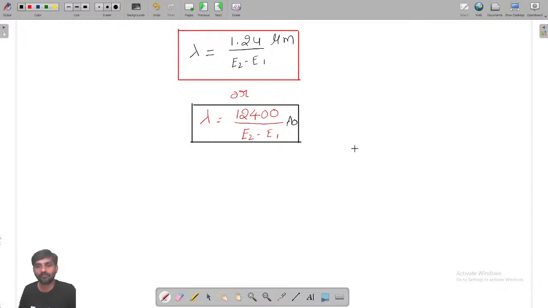So, what is an angstrom? 1 angstrom is equal to 10 to the power of minus 4 micrometers. So, in the examination, they may ask you in terms of angstroms or micrometers. You should definitely see.